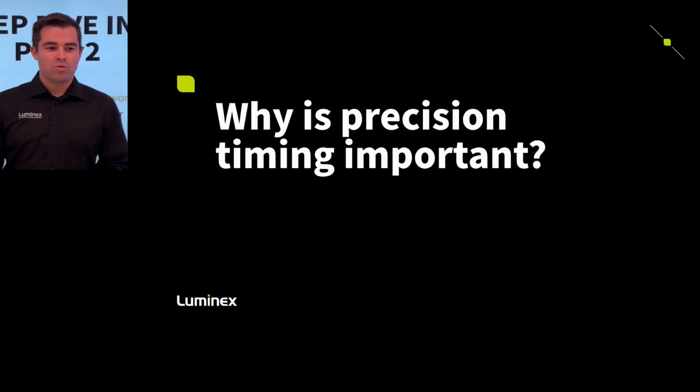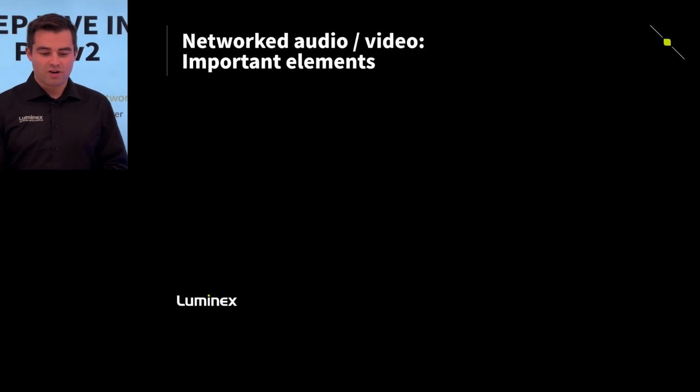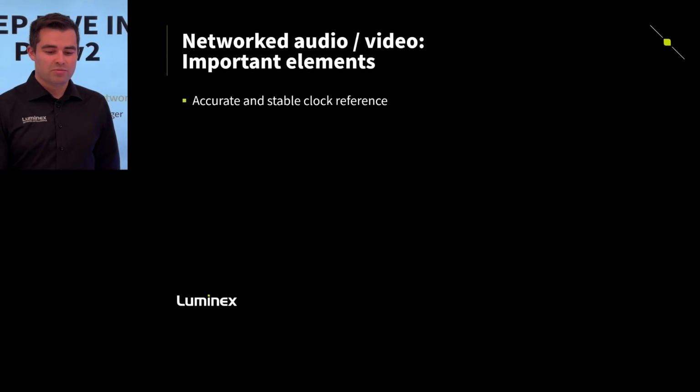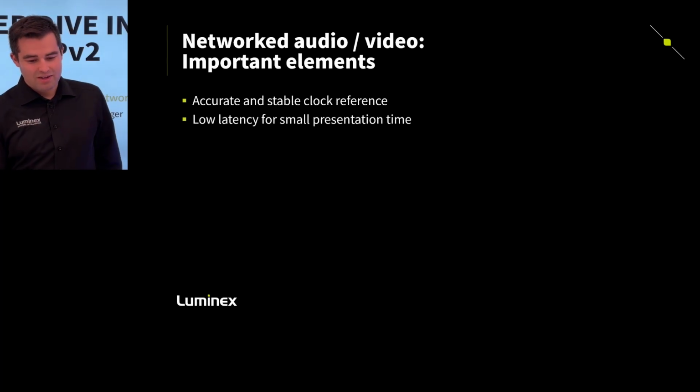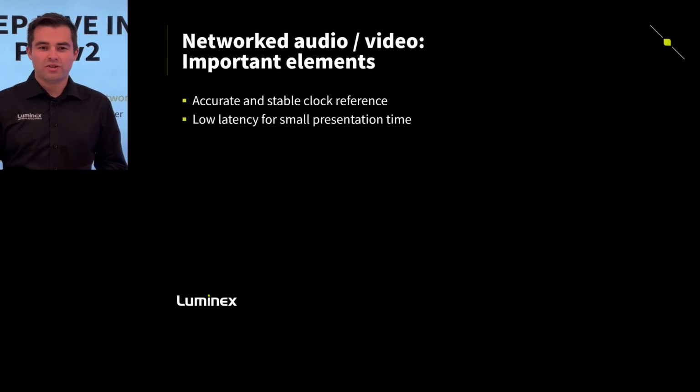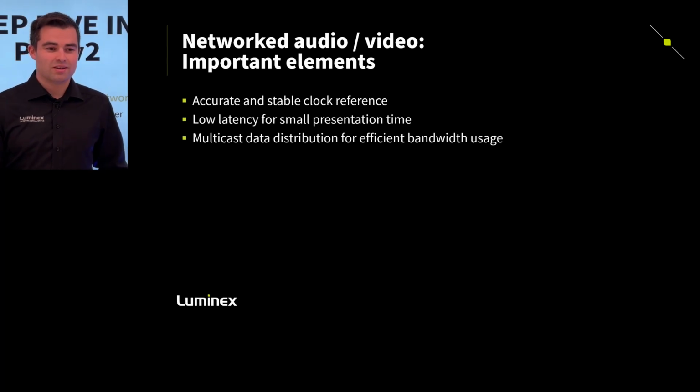So first of all, why is precision timing important for audio and video? This will be a copy of last webinar's presentation. So there we talked about the importance of audio, but they apply to video as well. First of all, you need an accurate and stable clock reference. This is such that the source of the video or the audio and the receivers all have a common time. Next, it's also important to have low latency for the small presentation time, especially in live applications.